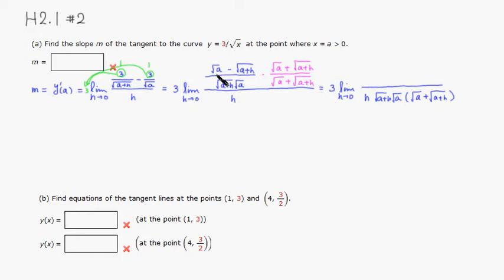This is the a minus b times a plus b deal, so a squared minus b squared. It's going to be a minus this guy squared, which is just a plus h. So the square roots are gone. Then we can do some cancellation: a minus a cancels out, and h over h cancels out, giving you 1.